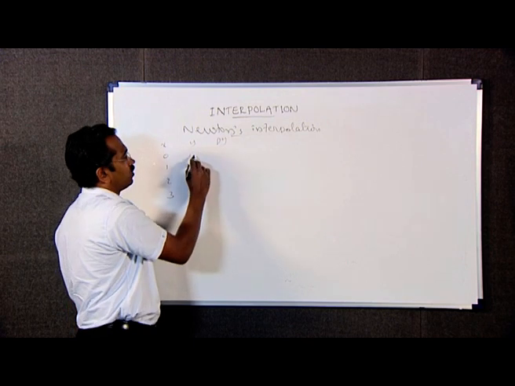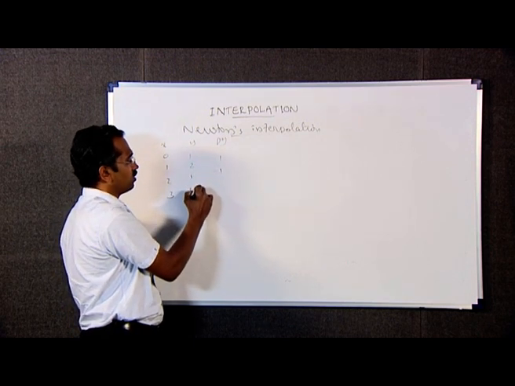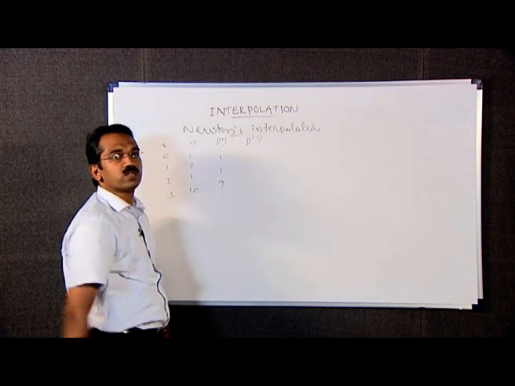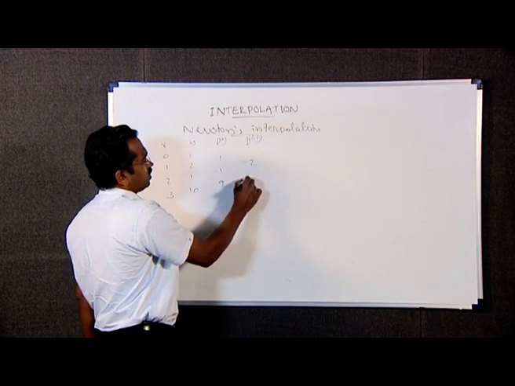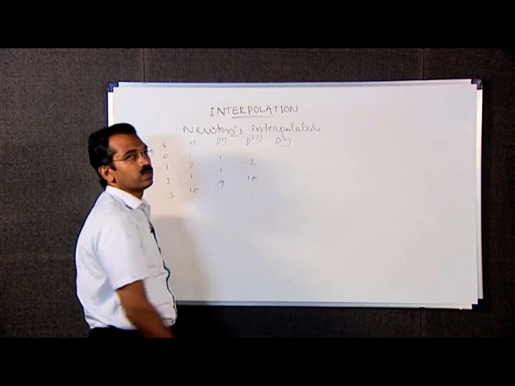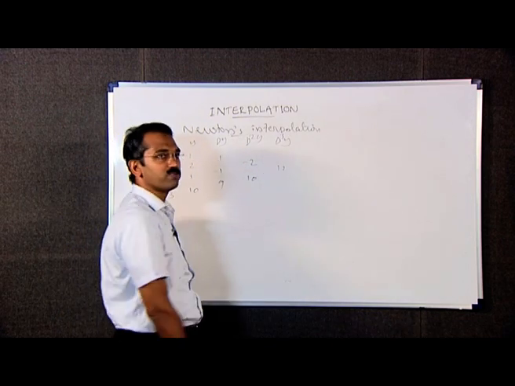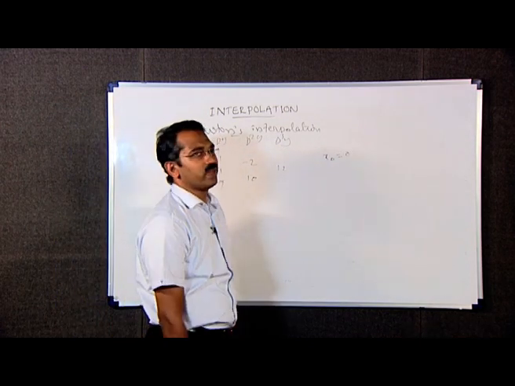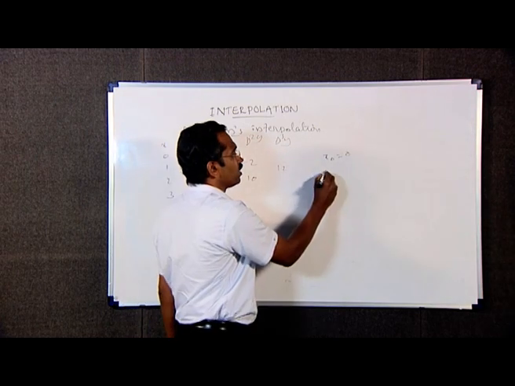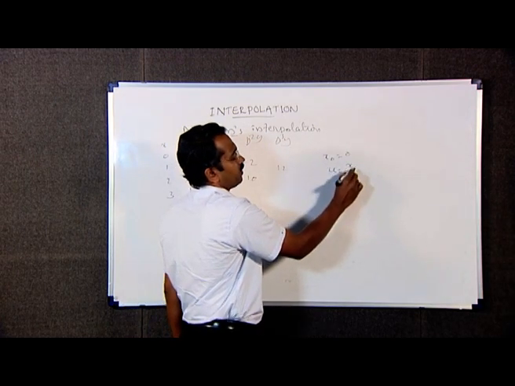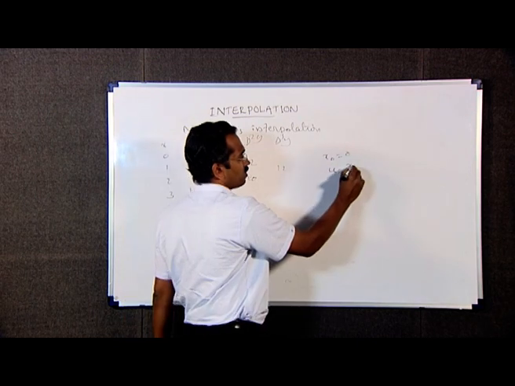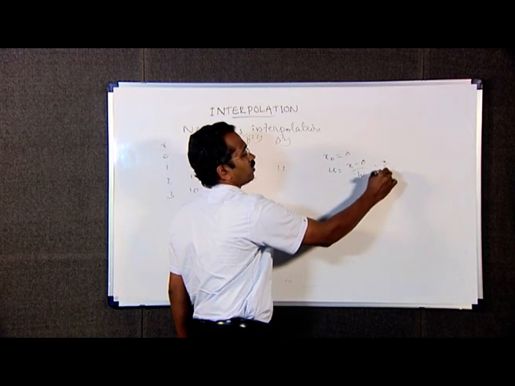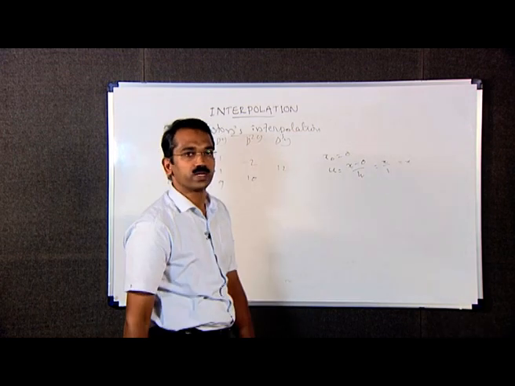The corresponding difference table: first differences are 2 minus 1 is 1, 1 minus 2 is minus 1, 10 minus 1 is 9. And the second differences are minus 1 minus 1 is minus 2 and 10. The third difference is 10 minus minus 2, which is 12. This is the difference table. Here x naught is 0, u equal to x minus x naught divided by h, that is x minus 0 divided by h. Here h is 1, so u equals x by 1, equal to x.